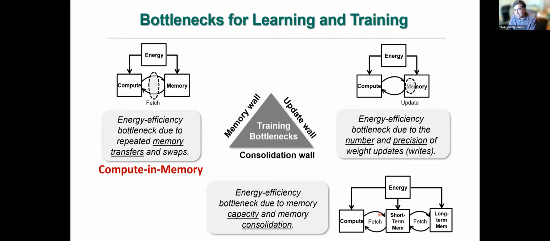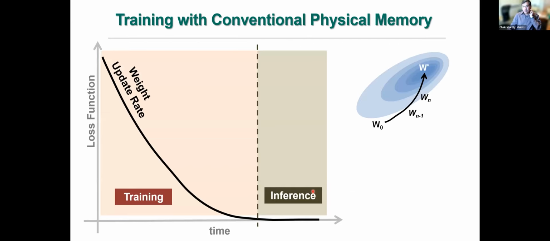So the question that we have been asking is, is there a neuromorphic solution to the update wall and the consolidation wall? Before we talk about what the solution could be, let me first highlight what happens when you train with a conventional physical memory. I'm going to assume that when you're learning or training a system, you're minimizing some kind of loss function, which means you're updating the weights or the parameters. Initially, you minimize the loss function during the training phase, and then hope that after the training phase ends, you solidify the weights, you don't change them, and then you use it for inference. This is shown in this very simple cartoon.